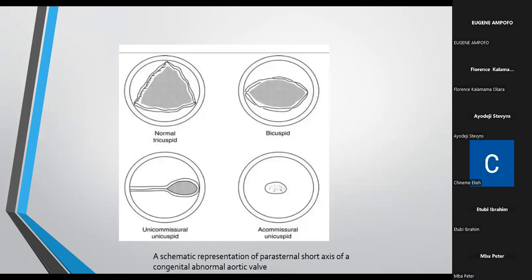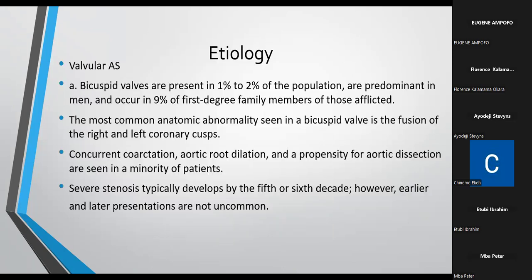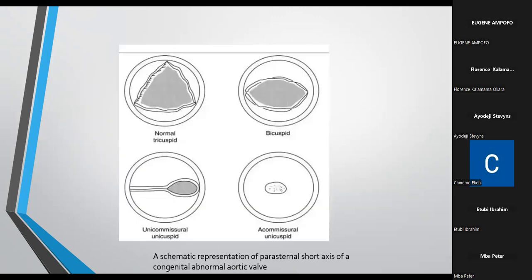This is the normal structure that you should have with the aorta. It should be tri-leaflet: the right and left coronary cusps, and the non-coronary cusp. But you could have it being bicuspid, appearing in this nature. And then you could also be unicuspid, which could be unicommissural unicuspid, and then you could have a lack of commissure unicuspid, that is acommissural. You could also have a quadricuspid too.